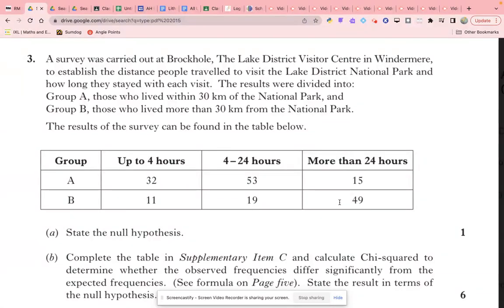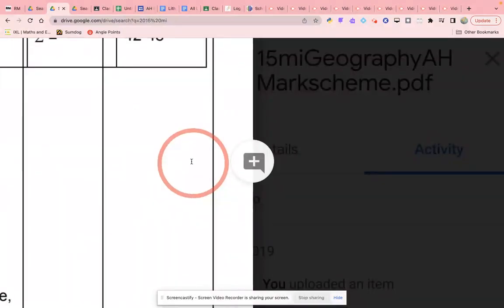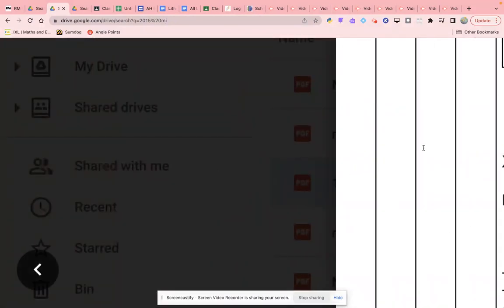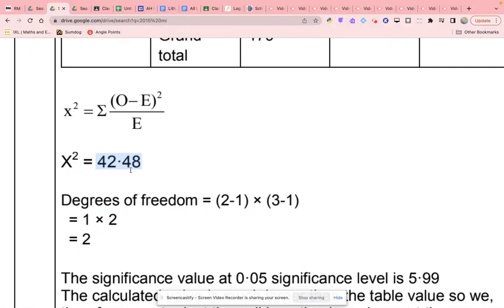Now, if we were to go ahead and do the chi-square test, we would get a result, and I'll show you what that result is now. That result is 42.48. Now, with chi-square, that result means nothing in and of itself. You cannot say anything about that number, unlike some other statistical tests where from the number itself you can start to infer something. What you now need to do is calculate the degrees of freedom.